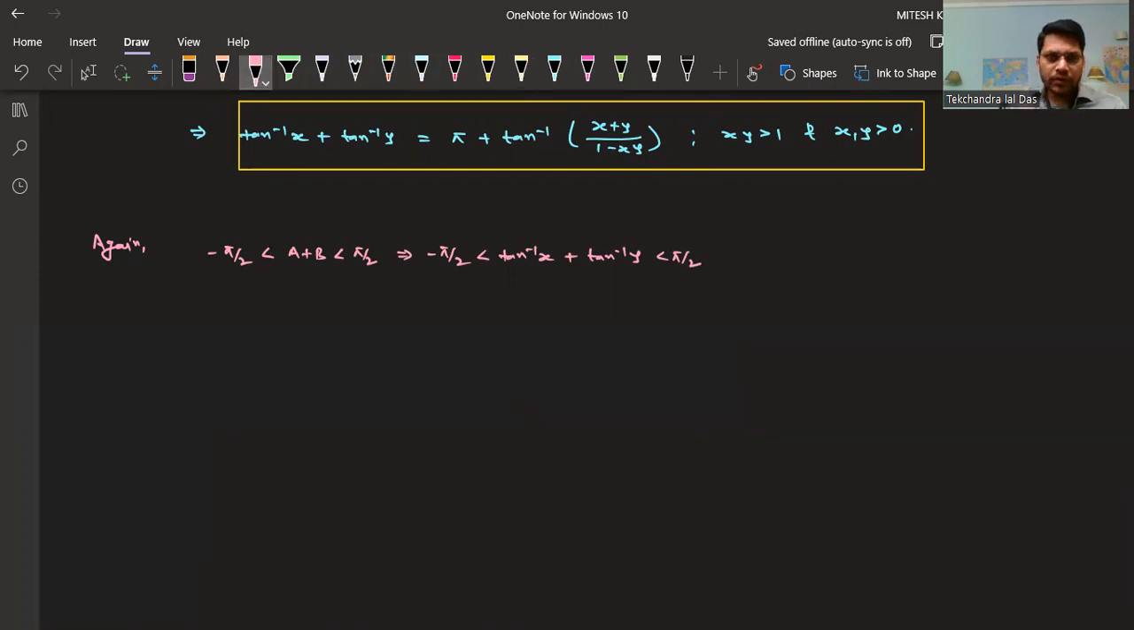Clear now? Okay, so here x and y, just write down here, x and y can be both positive, both negative, or both having different sign.